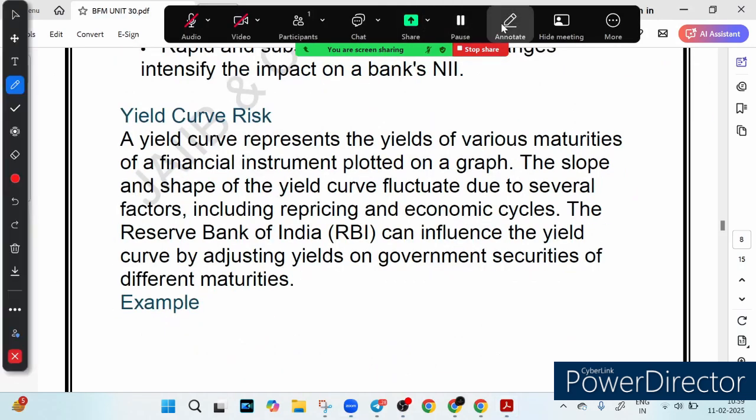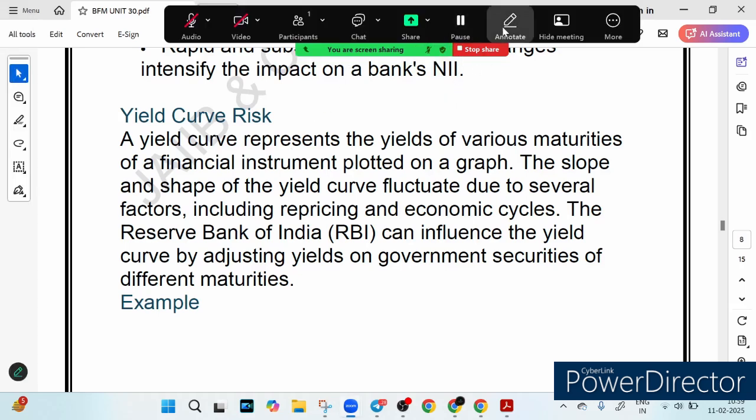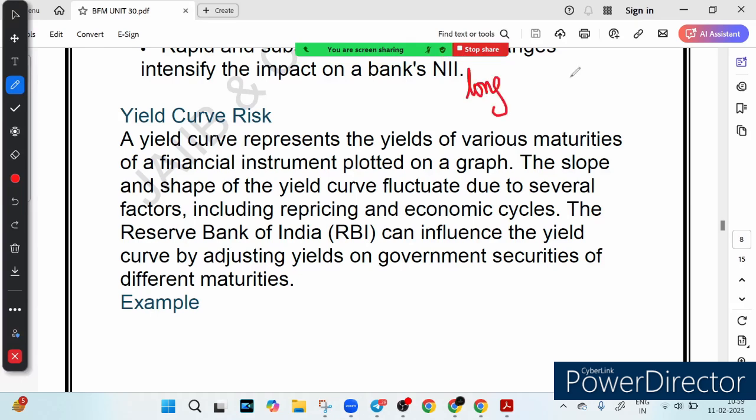Have you ever noticed how interest rates on short term loans are different from long term loans? Suppose I take two types of loan, one is a long term loan and the other is a short term loan. You can see that the interest rate on the long term loan is different from the short term loan. Sometimes they move up and down unpredictably, affecting the bank's profit.